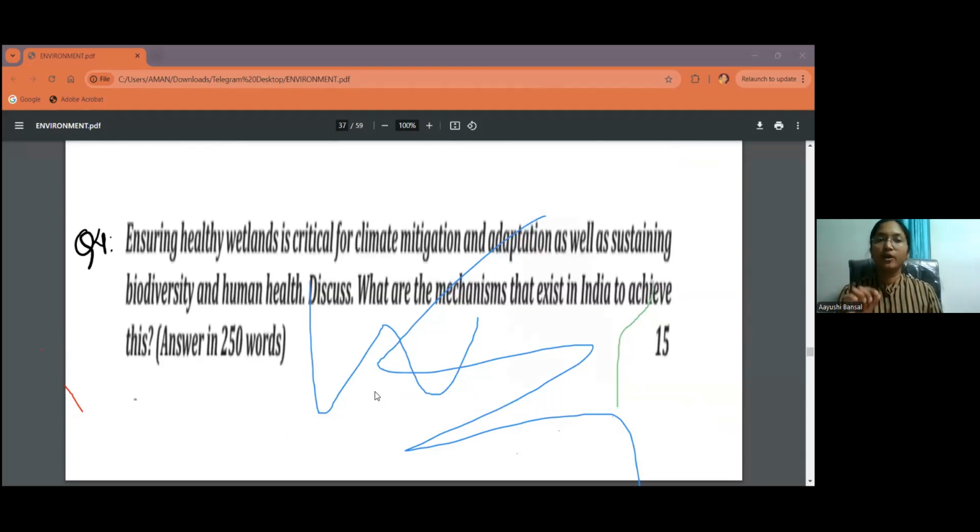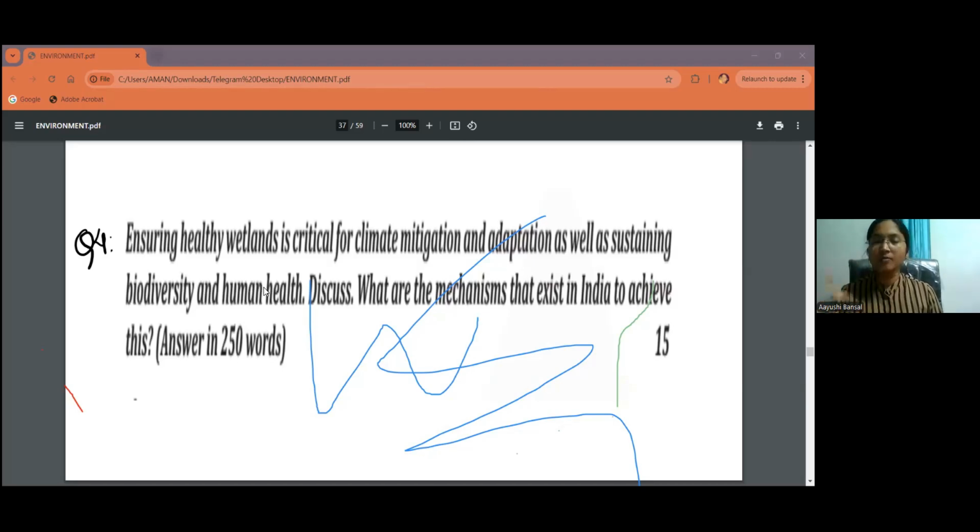Ensuring healthy wetlands is critical for climate mitigation and adaptation, as well as sustaining biodiversity and human health. Discuss. What are the mechanisms that exist in India to achieve this? Again, first thing, identify the parts of the question. Before "discuss" there is one line, but in this line itself, the examiner has given multiple parts. Healthy wetlands, critical for climate mitigation and adaptation: this is one part. Sustaining biodiversity: this is the second part. And human health: this is the third part.